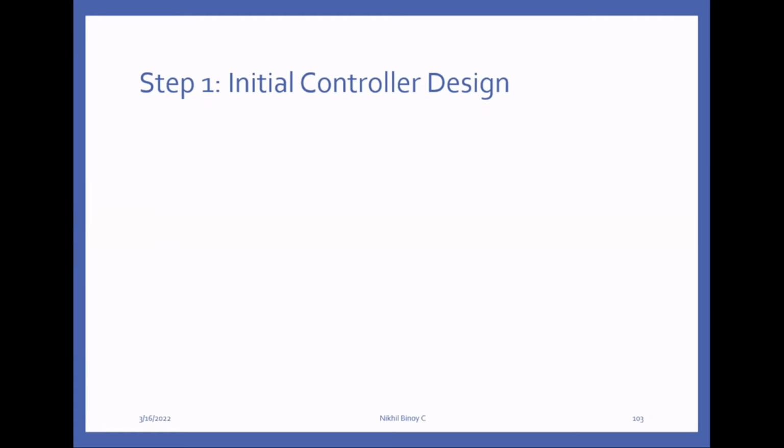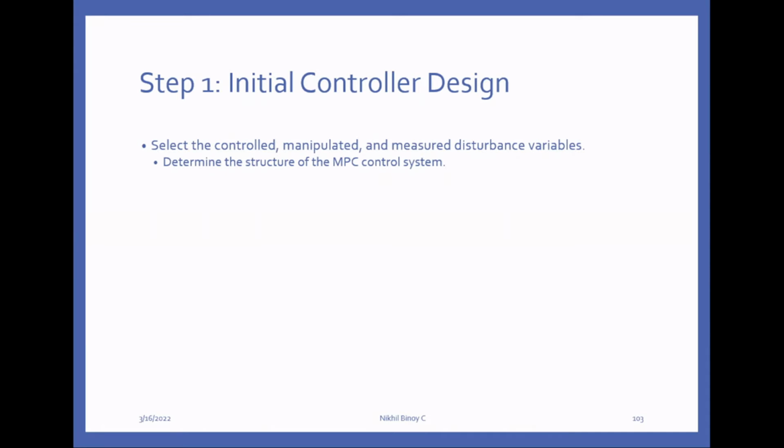So step 1, initial controller design. In initial controller design, the first thing that we have to do is identify the controlled variables, manipulated variables, and the measured disturbance variables. These three we have to identify. After selecting the controlled, manipulated, and measured disturbance variables, we have to determine the structure of the MPC control system.